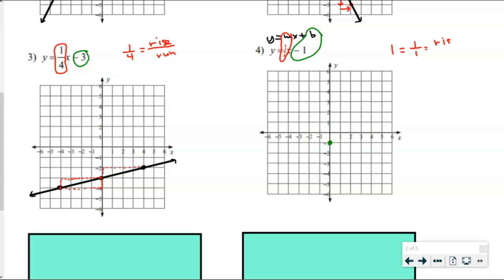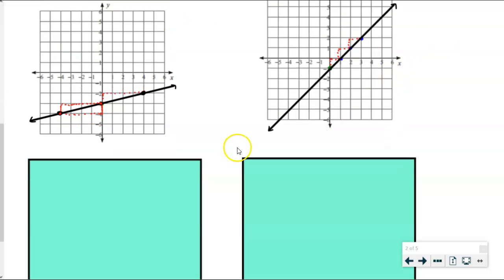Which means the rise is a positive one and the run is a positive one. So up one to the right one, up one to the right one, up one to the right one. Done that a few times so I can find some nice neat points. And my line goes from edge to edge. And I've got the arrows on each end.